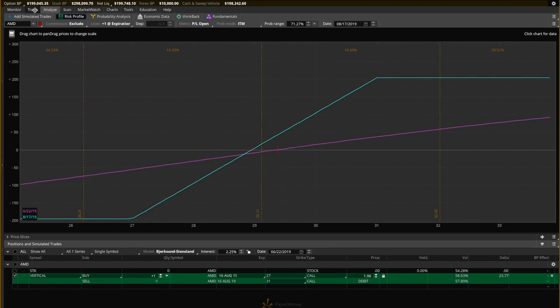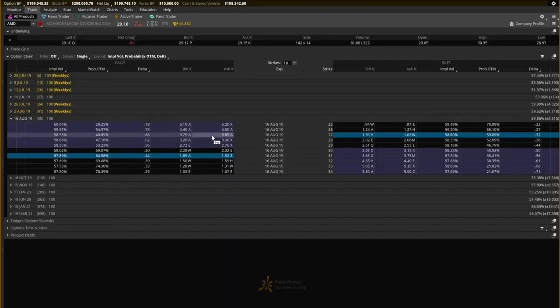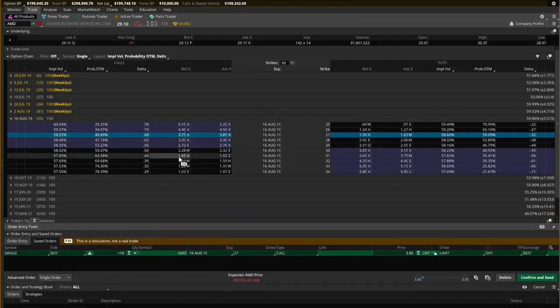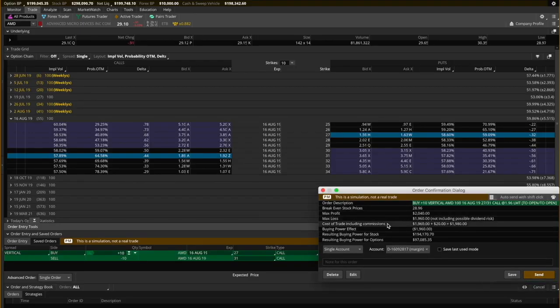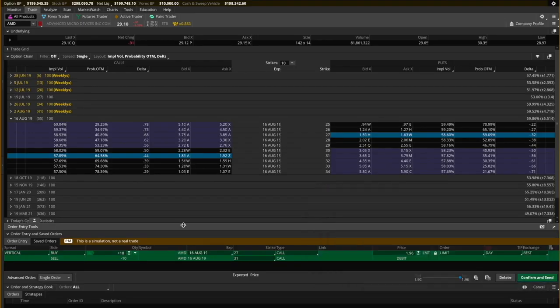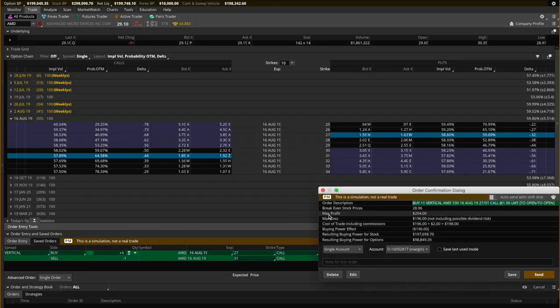If you actually do go under trade and you select those options one more time, so buy and then hold control and sell, when you hit confirm and send, now I'm going to put that price up, that way you can see. When you hit confirm and send, then it gives you, I'm sorry, let me bring those options down. I told you it defaults to 10. When you hit confirm and send, then you can see your max profit is laid out right in front of you and your max loss is $196.